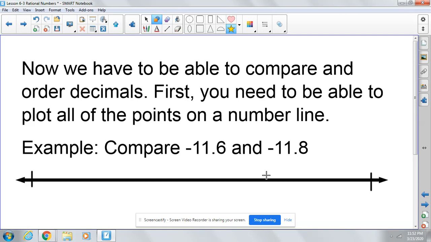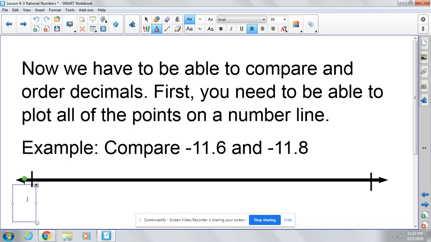Okay. So in this example, we are comparing negative 11.6 and negative 11.8. Okay, I have to plot both of those decimals. First, I need to figure out what two whole numbers these decimals are between. One whole number would be negative 11. The other whole number would be negative 12. Negative 12 is less than negative 11, so negative 12 is going to go on the left. Negative 11 is on the right.